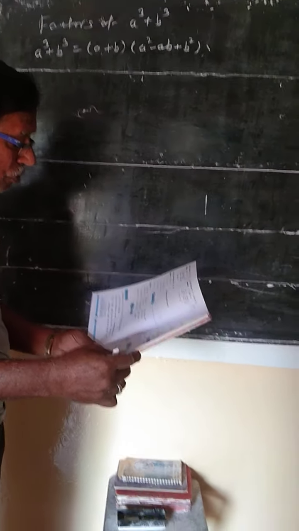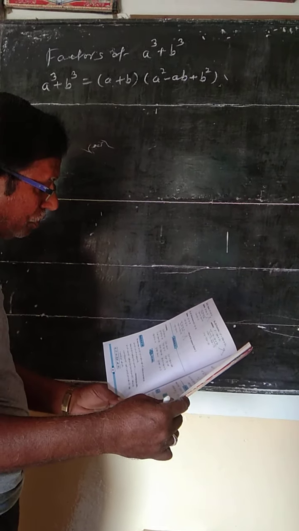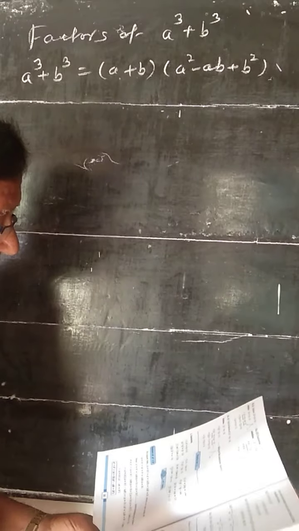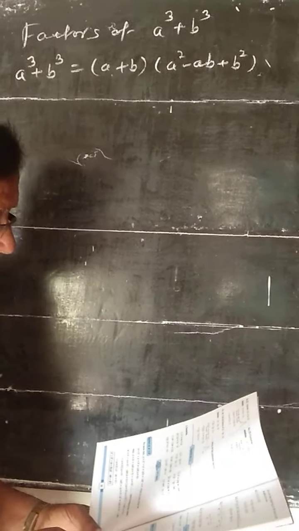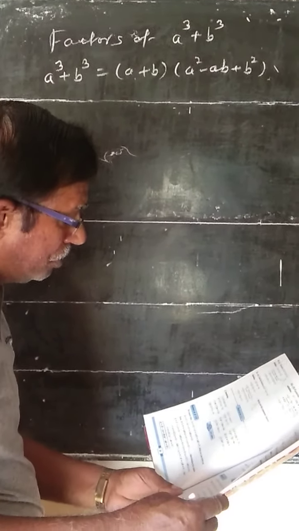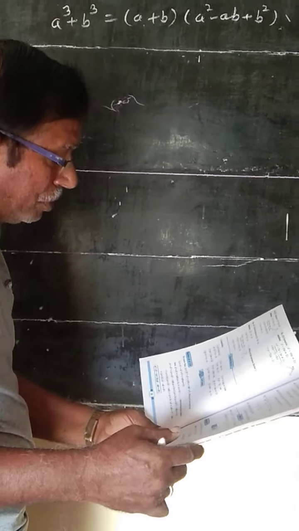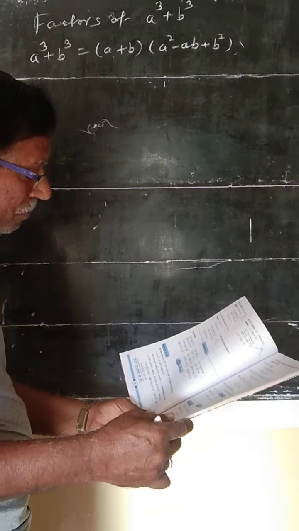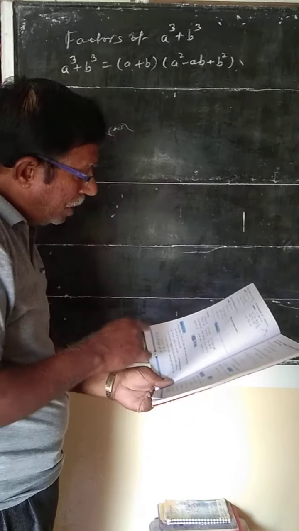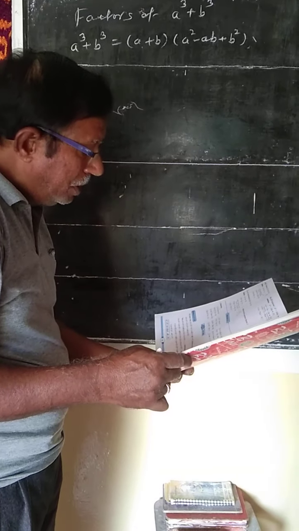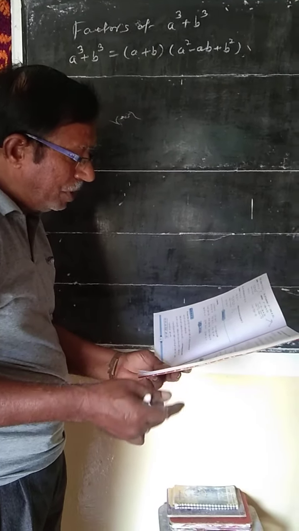(a plus b) whole cube, we know that (a plus b) whole cube is equal to a cube plus b cube plus 3ab(a plus b). Interchanging the sides, a cube plus b cube plus 3ab(a plus b) is equal to (a plus b) whole cube. Then a cube plus b cube is equal to (a plus b) whole cube minus 3ab(a plus b). In that, take a plus b common. Then you will get a plus b in the first bracket, and in the second, (a plus b) whole square, taken in a square bracket, minus 3ab.